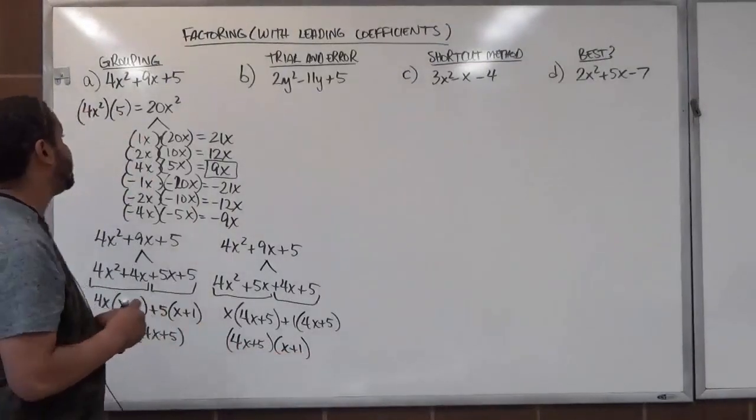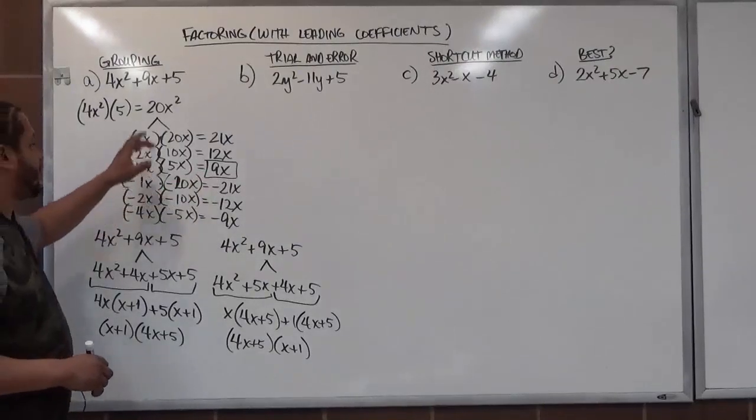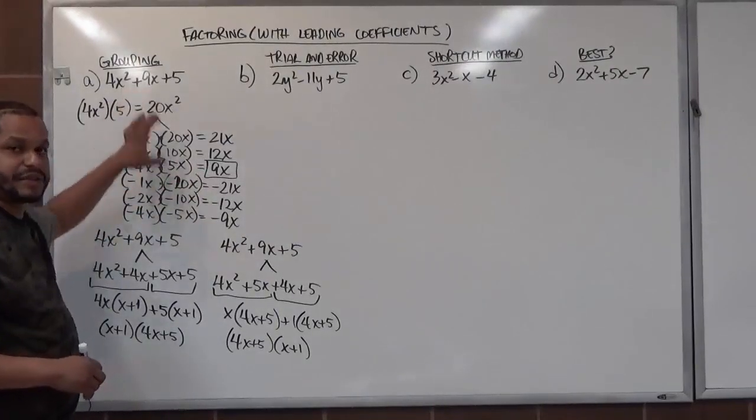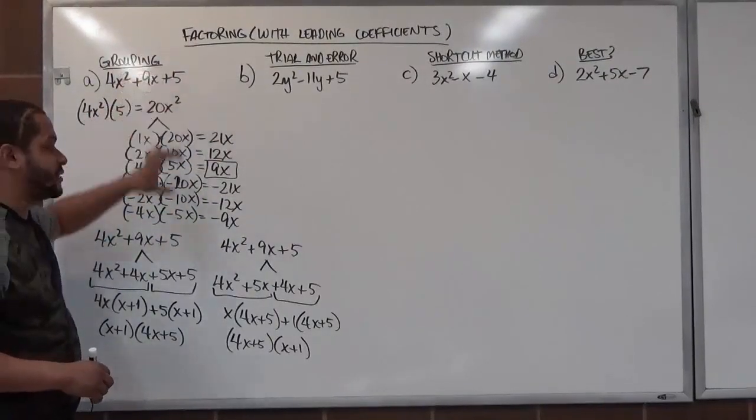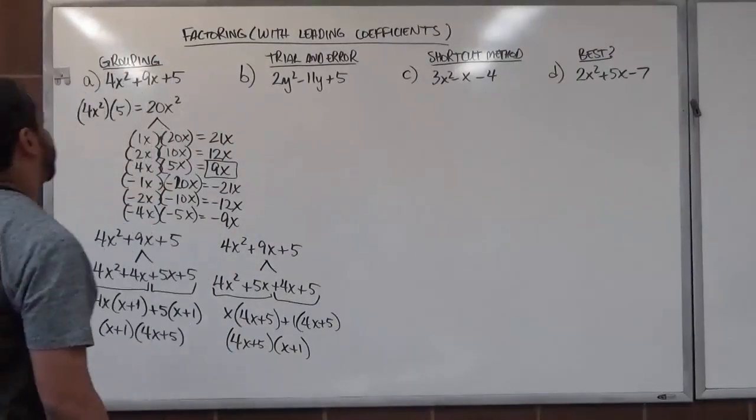And here we see that the grouping method works either way you do this, once you find the master product and factor the terms and find the terms that sum up to the middle term. All right? So let's move on to the next one, which is the trial and error method.